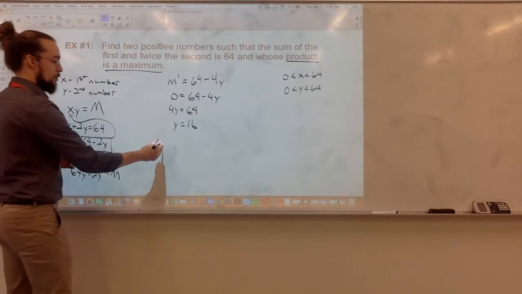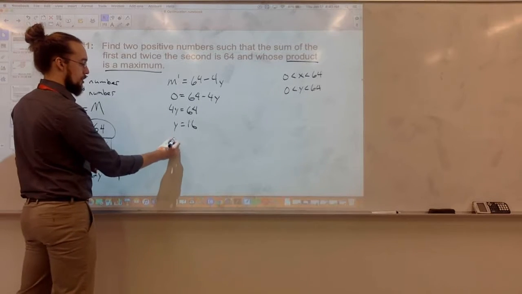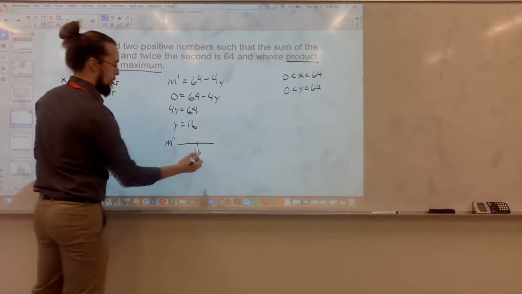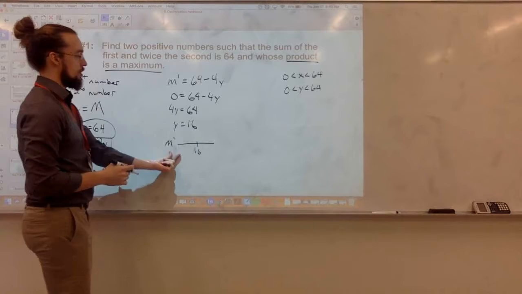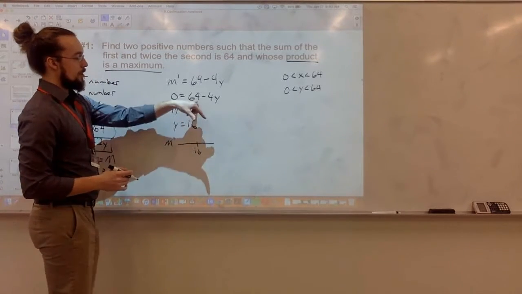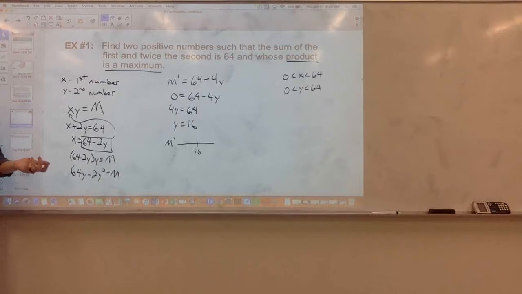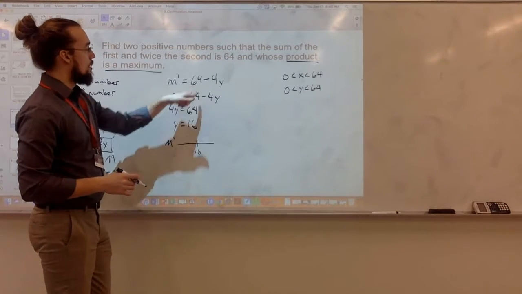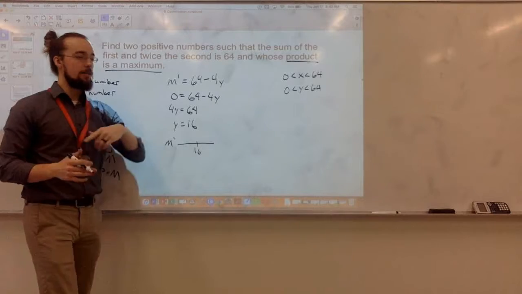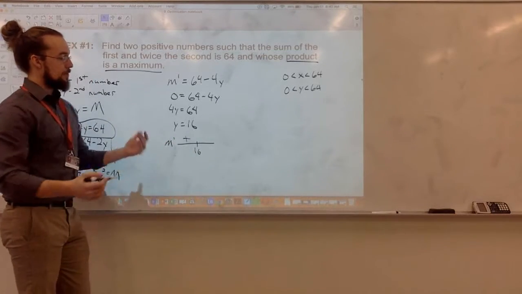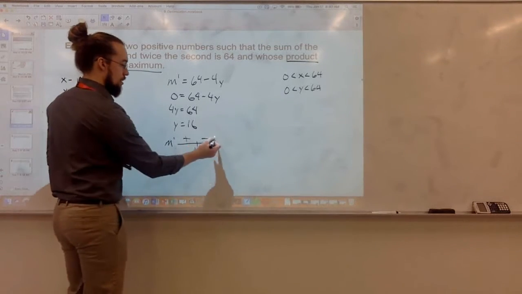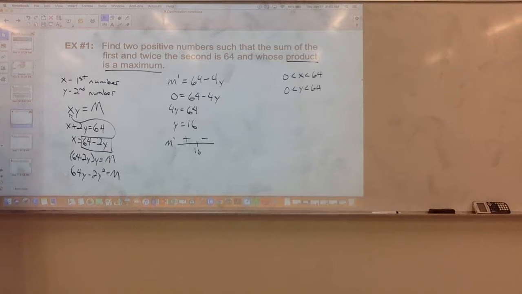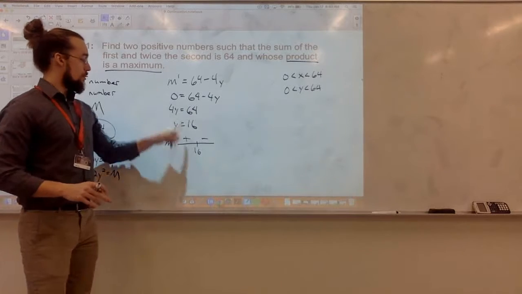So what we want to do is put this on a sign chart. I'm going to take a value less than 16 and then a value greater than 16 and plug it into my derivative. Sure, let's say 1. If I plug 1 in here, I get 64 minus 4, positive. If I take a value greater than 16, it's going to be negative. So at 16, do I have a min or a max? A max. That is what we're looking for. So we're good.